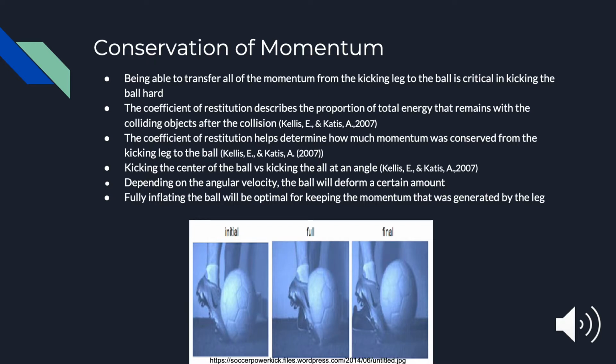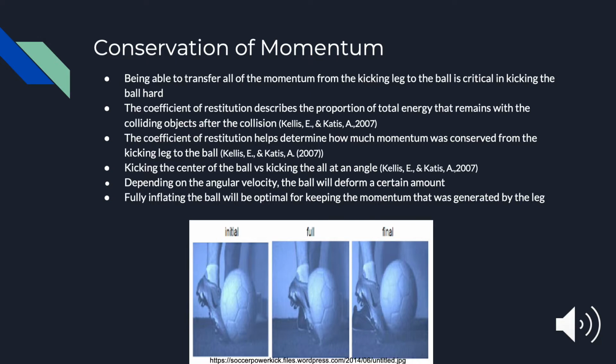Kicking the ball at the center compared to kicking it at an angle has a major impact on the conservation of momentum. If the ball is being hit at the center, it would follow a near straight trajectory and gain the maximum possible velocity with minimal spin. The ball demonstrates a higher forward velocity compared with the foot velocity, depending on the coefficient of restitution.